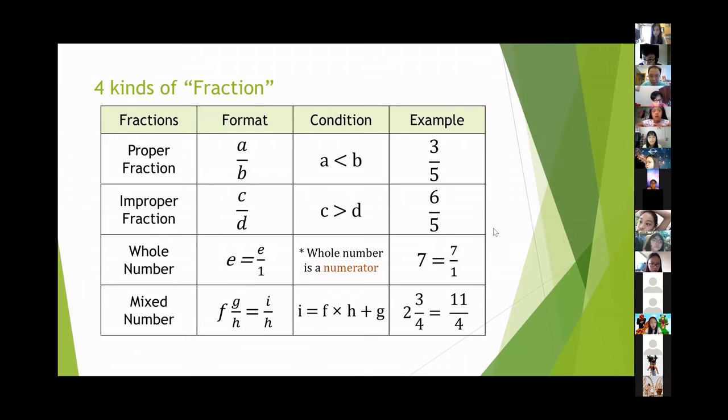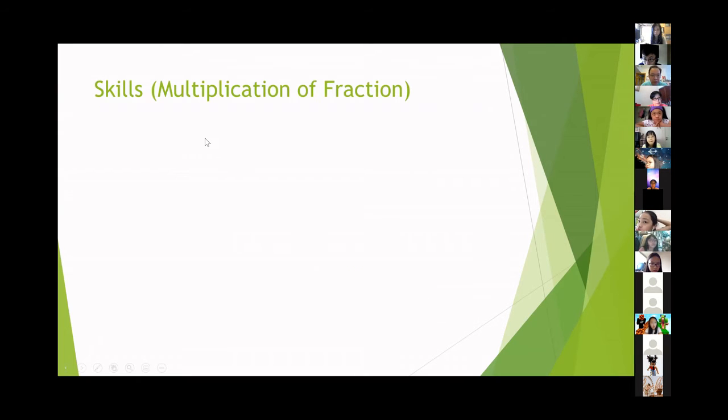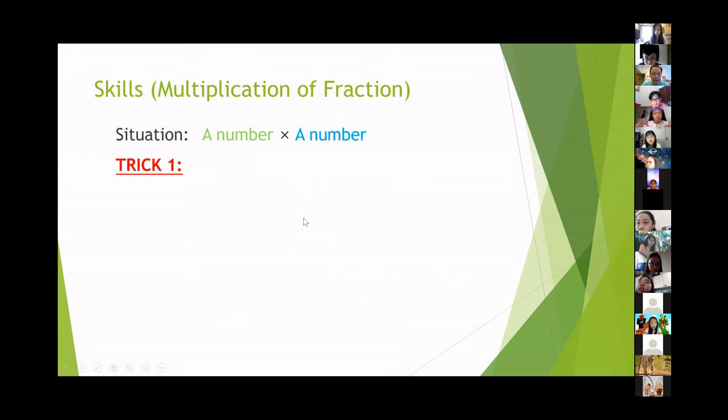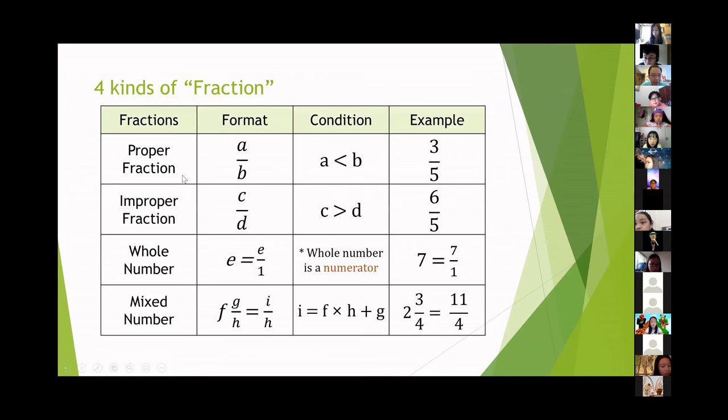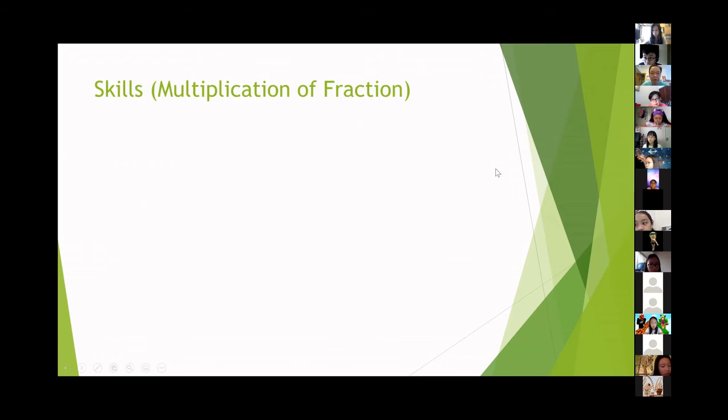Okay, next. Now, the situation is a number multiplied by a number. We are talking about multiplication of fractions. So number and number, it will be like this. It will be a proper fraction times an improper fraction, or a whole number times a mixed number, or an improper fraction by a whole number, something like that. Many situations. We are not going to talk about them all, but I can show you a trick.